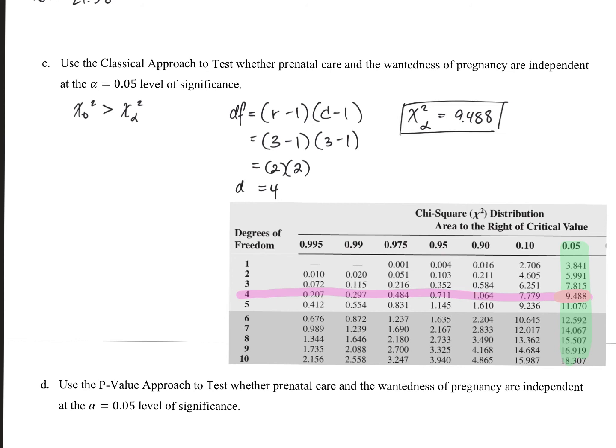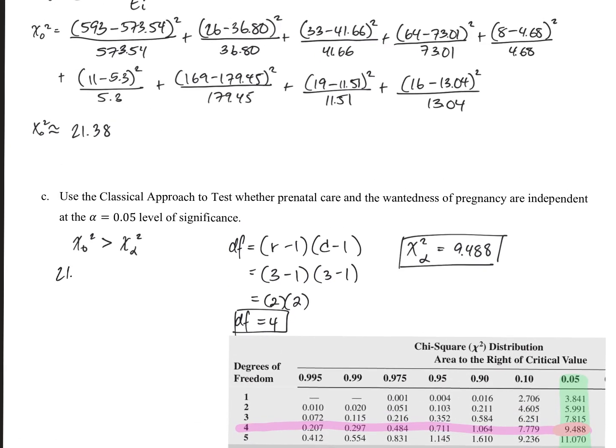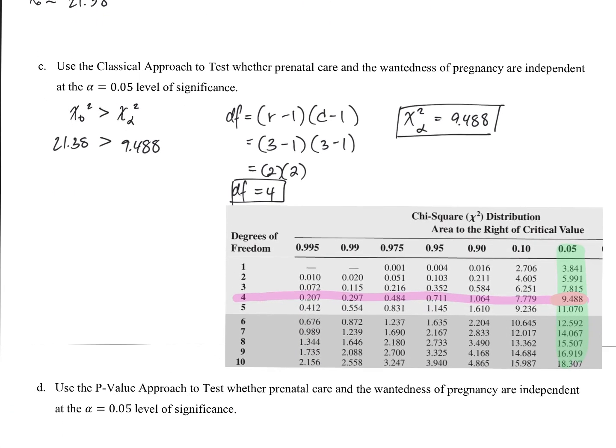And our degree of freedom was 4. Let me go ahead and box that. So let's compare. Our test statistic was 21.38. Is that greater than 9.488? The answer is yes, it is greater than. So since it's greater than, we're going to reject the null hypothesis.